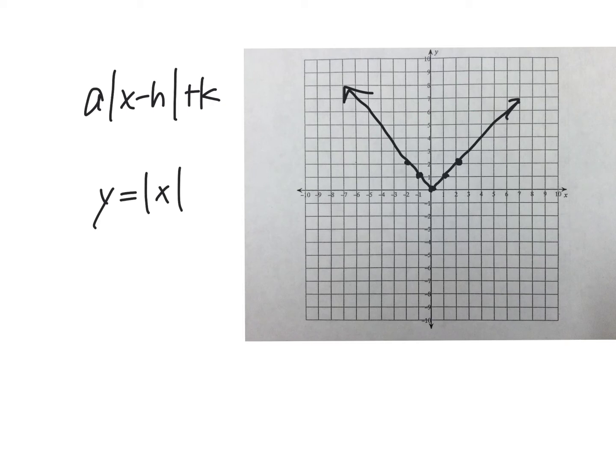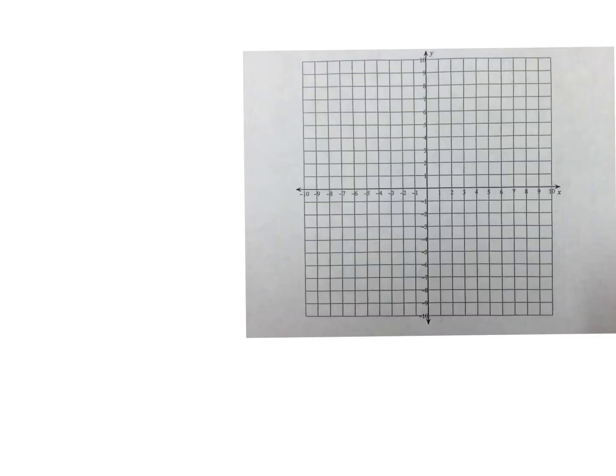So let's look at another example, but this time let's change it up a little bit. Let's graph a different function, and then we're going to look at solving. Let's say our function is y equals 2 absolute value of x plus 3, and then on the outside we have minus 2.